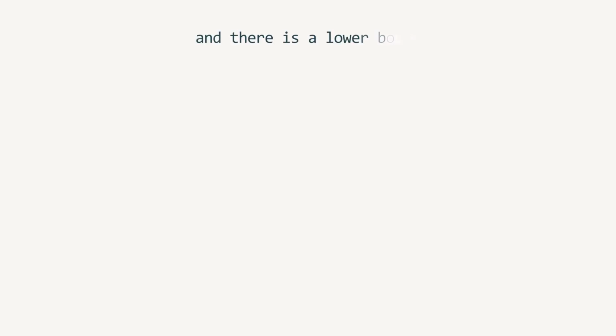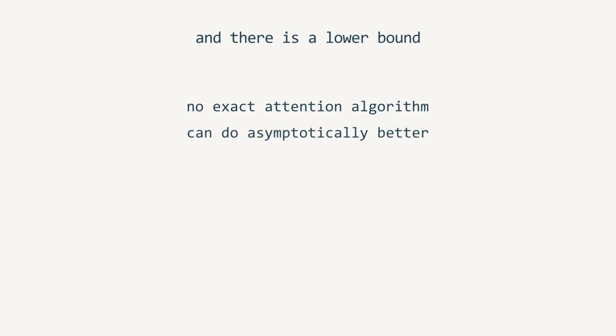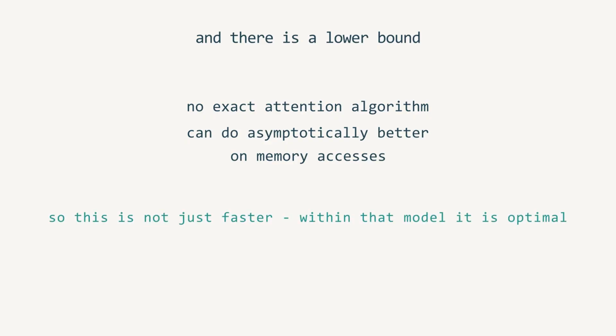One more result, and it's the strongest claim in the paper. They prove a lower bound. Across a range of fast memory sizes, no exact attention algorithm can do asymptotically better on memory accesses. So this isn't just faster. Within that model, it's optimal. There is no clever version waiting to be found.